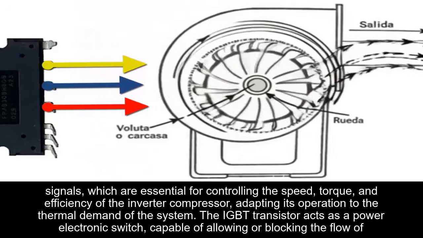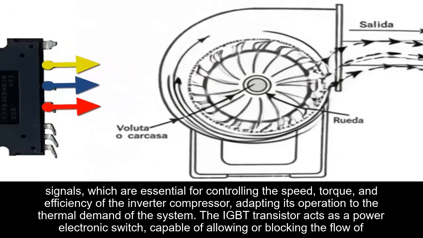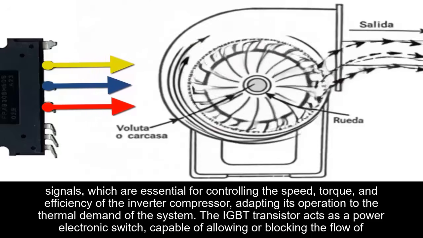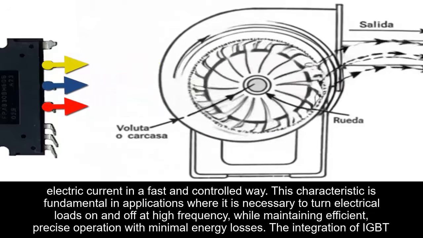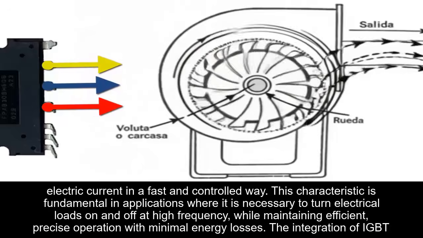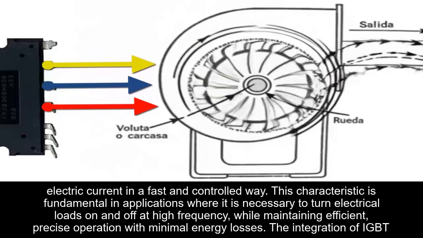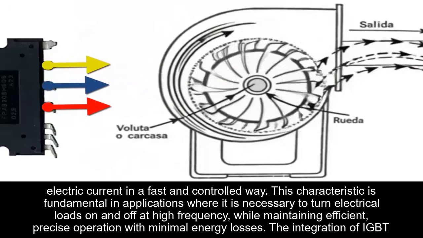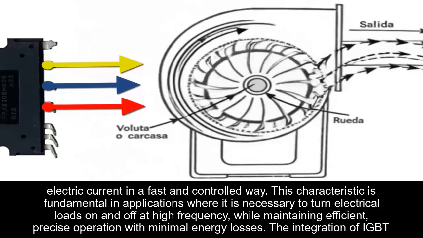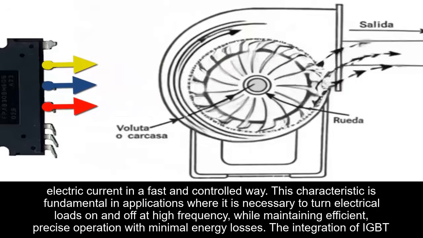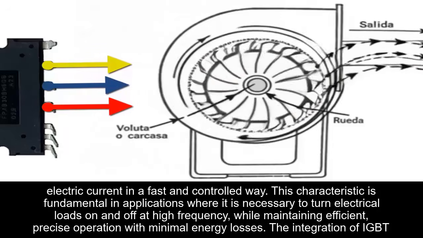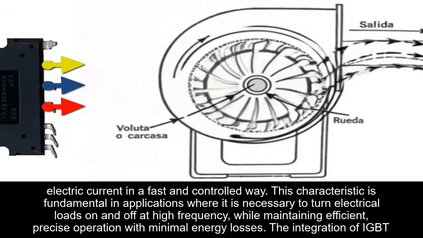The IGBT transistor acts as a power electronic switch, capable of allowing or blocking the flow of electric current in a fast and controlled way. This characteristic is fundamental in applications where it is necessary to turn on and off electrical loads at high frequency while maintaining efficient, precise operation with minimal energy losses.